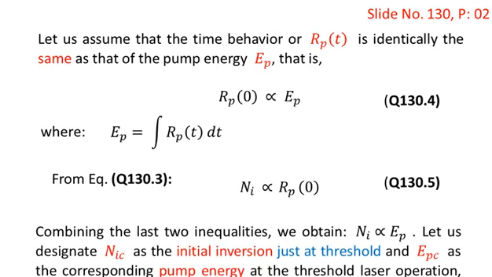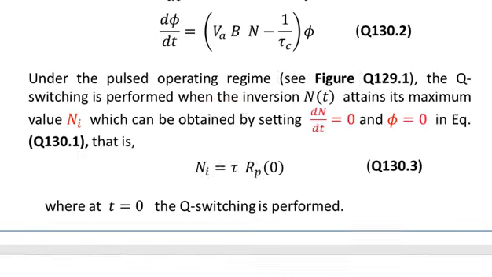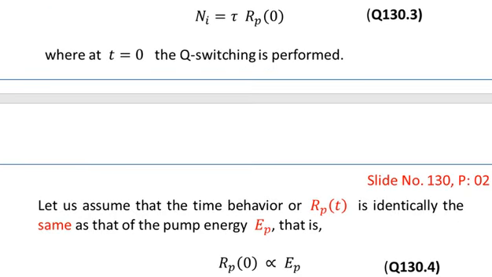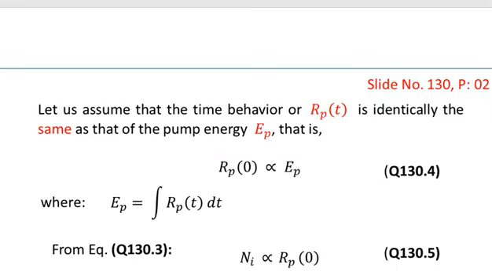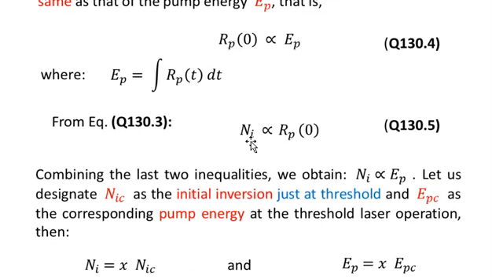And you know that from the previous equation, that is from equation number 3, we have the value of Rp at time t equal to 0. This is equal to 0, as you can see. So we can see that Ni is proportional to Rp at the Q switching time t equal to 0, where Rp at time t equal to 0 is also proportional to the pulse energy.